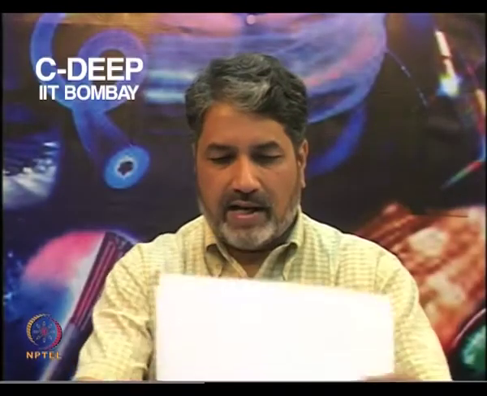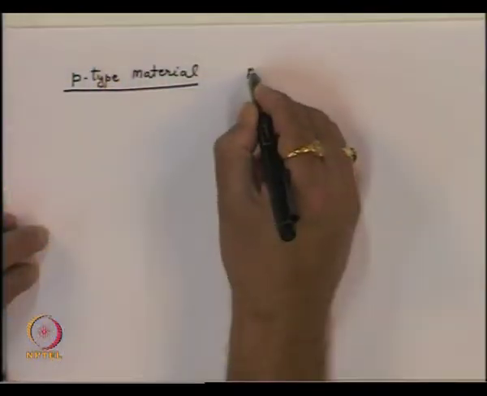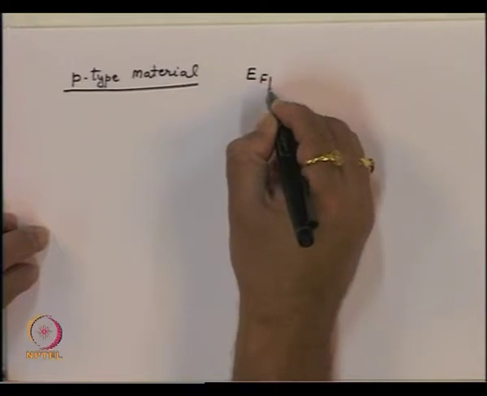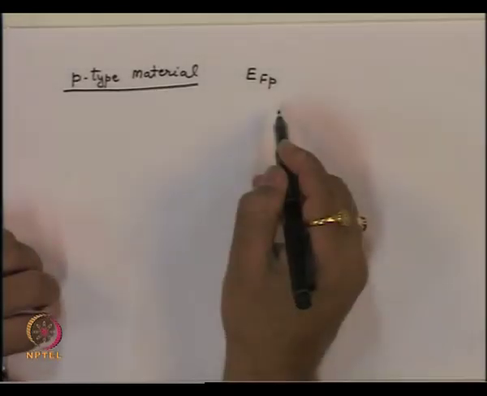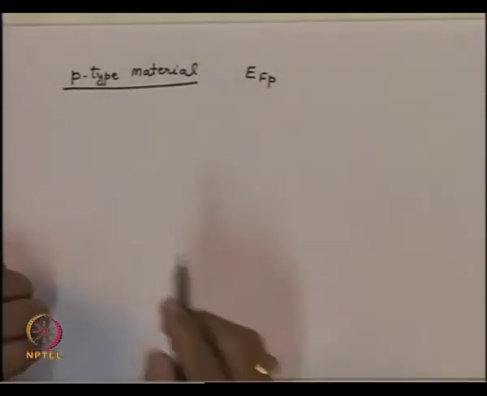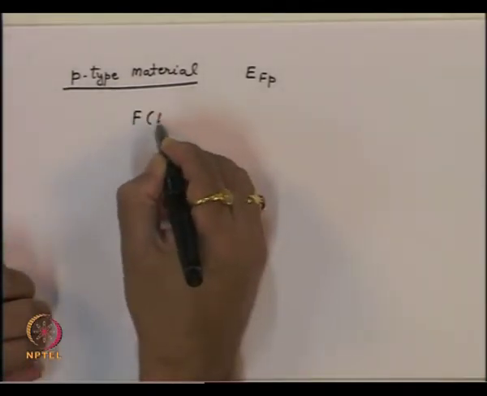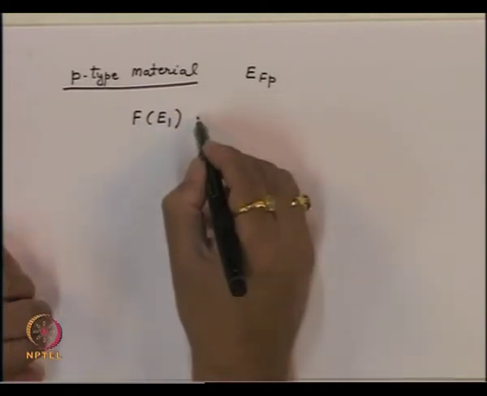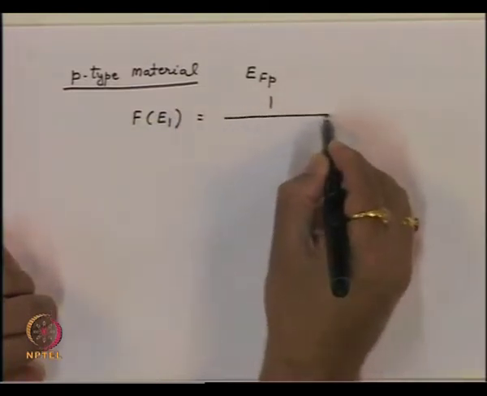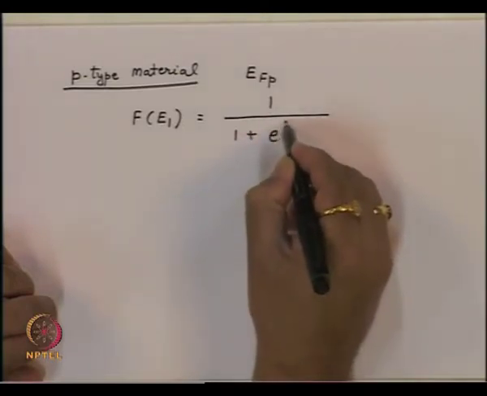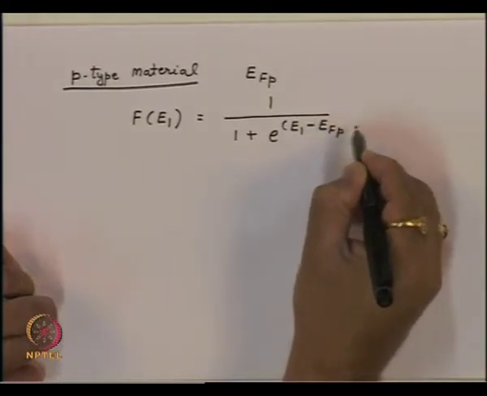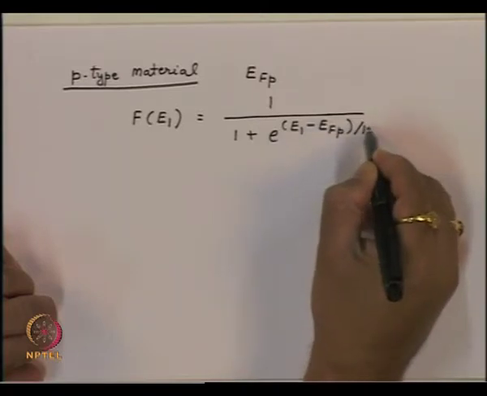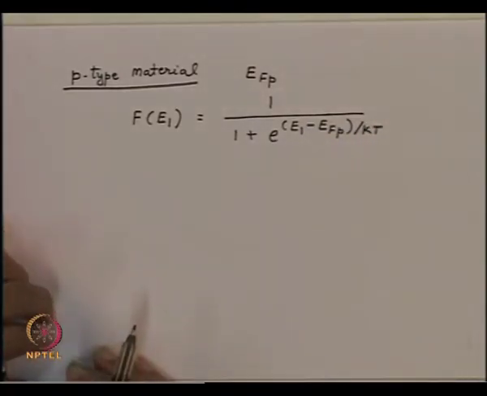So, let us say I take the p-type material, and the Fermi level for this is given as E_fp. Then the occupancy of the energy level in the valence band is given by f(E1) equal to 1 upon 1 plus e to the power (E1 minus E_fp) divided by kT.